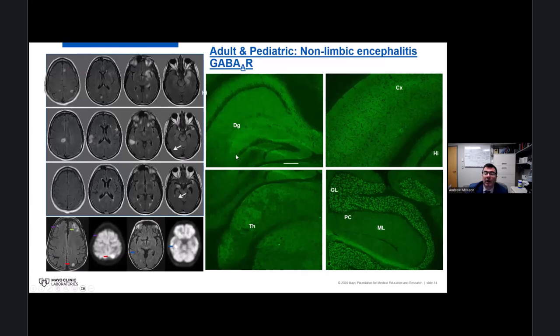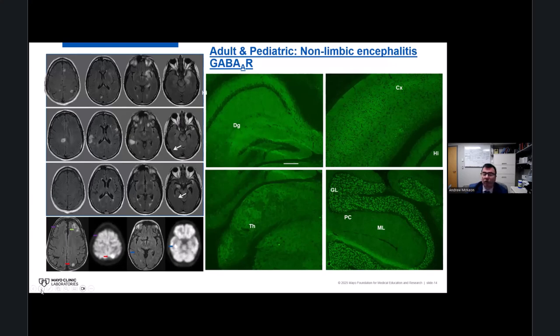Another one that is now available as a standalone test and will ultimately be incorporated into our encephalitis and pediatric evaluations is GABA-A receptor antibody. And so again, this has some features that may provide diagnostic clues, but aren't entirely sensitive or specific either. And so consider broad antibody testing in serum and spinal fluid.